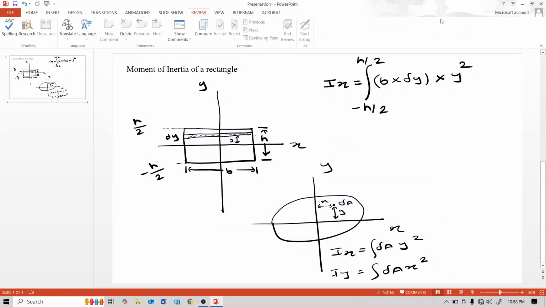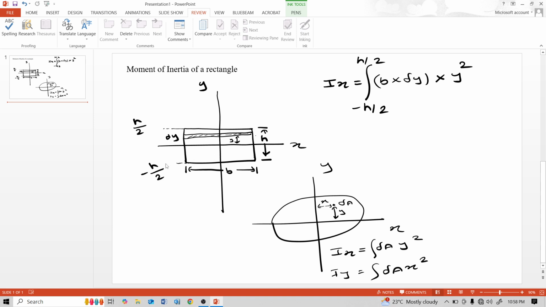In today's video lecture, we will see the moment of inertia of a rectangle. Here, this is the x-axis and this vertical axis is the y-axis, and this rectangle of width b and height h is positioned with respect to the centroid or origin of these axes.